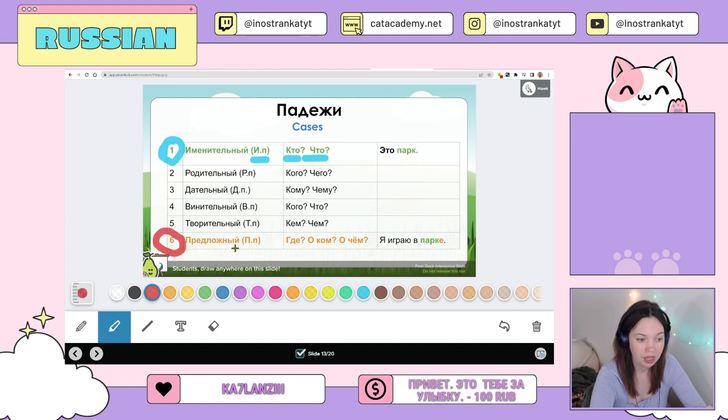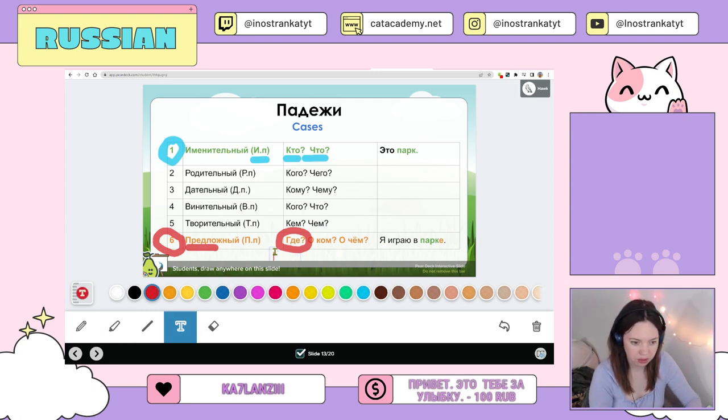Предложный. Предлог, предло means a preposition. So it means in the answer there'll be some prepositions. Today we'll look at the first part of it, the question где. That means where.